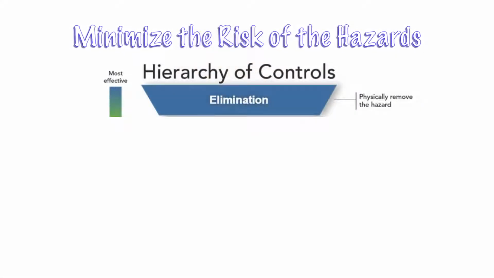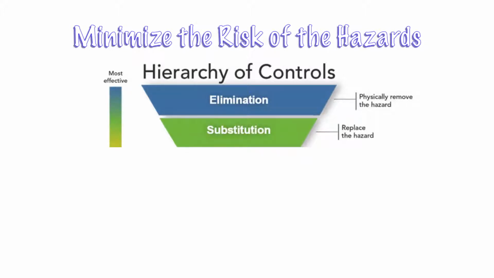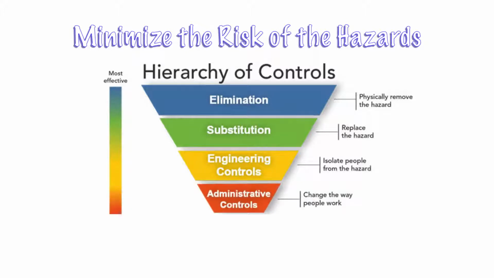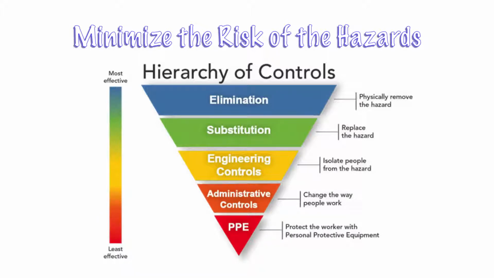Now that we've talked about assessing the risk, let's talk about minimizing it. One way to do that is by using a hierarchy of controls. First of all, can we eliminate the risk or the hazard altogether? If not, can we substitute the risk by replacing the hazard with something else? If neither one of those is available to us, can we use engineering controls and administrative controls to help reduce the risk? Once we've used administrative and engineering controls, we should also use personal protective equipment to protect us against the hazards.